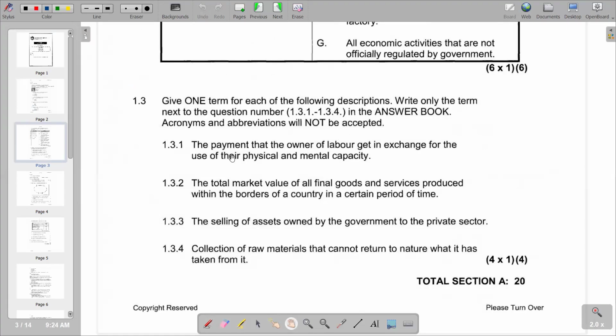So the first one is saying the payment that the owner of labor gets in exchange for the use of their physical and mental capacity. So the payment that we get from providing labor as workers is obviously in the form of wages and salaries. Wages or salaries. So we can just indicate here that we have wages or salaries.